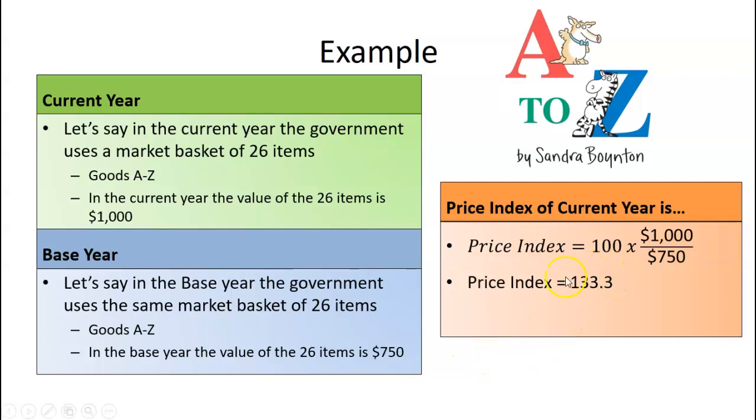Why? Because the base year, 750, is going to have the value of the market basket, 750, divided by the value of the market basket in the base year, also 750, times 100. So a 100 price index indicates the base year.